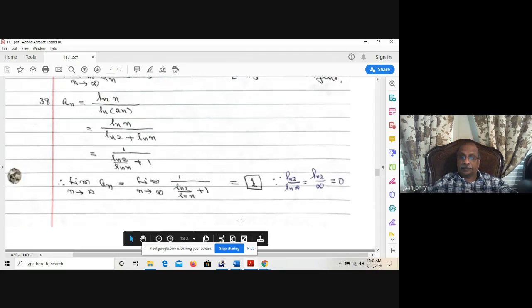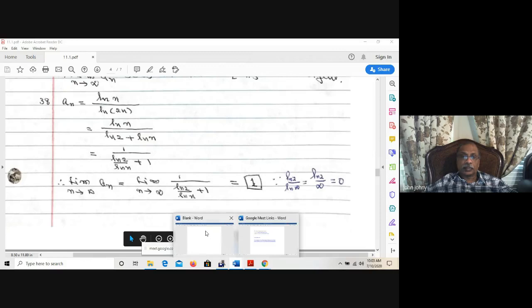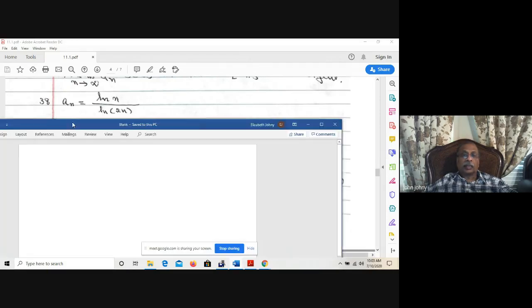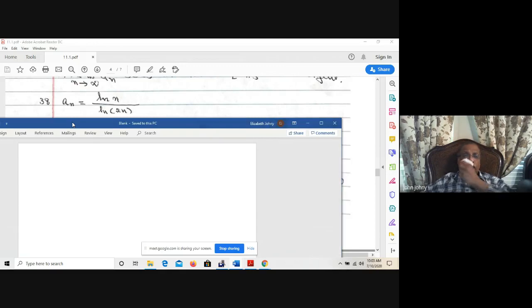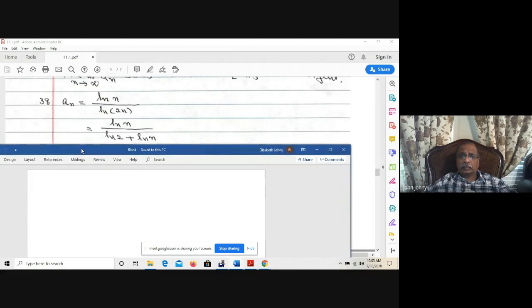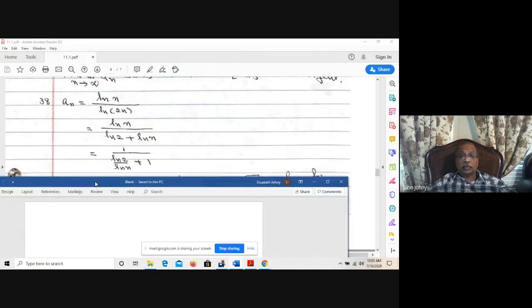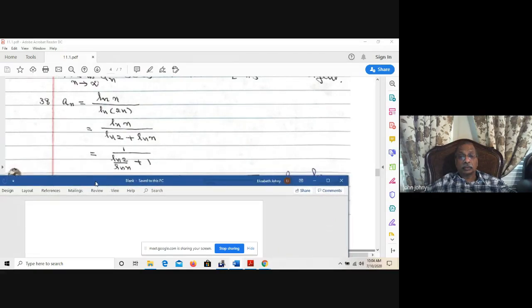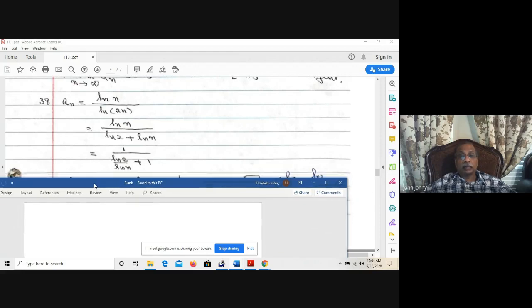Number 38, a_n is equal to natural log of n divided by natural log of 2n. You apply a property of the logarithmic function: logarithm of m times n is log m plus log n. So the denominator, natural log of 2n, is natural log of 2 plus natural log of n. And now you divide all the terms by natural log of n. So the numerator is 1, divided by natural log of 2 over natural log of n plus 1.